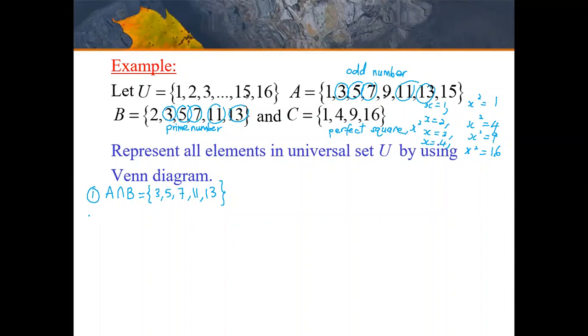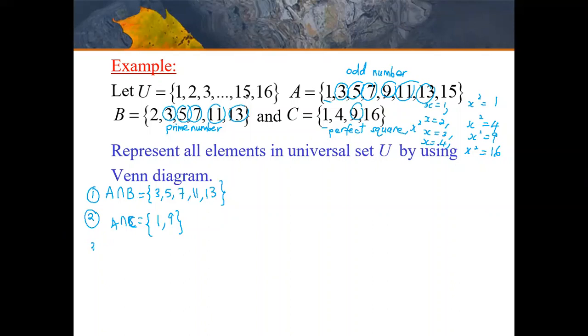So second one, you have to check A and C. Is there any common element? Which is 1, right? 1 and 9. Saya suka tulis walaupun dia unordered, tapi saya suka tulis dia mengikut turutan.